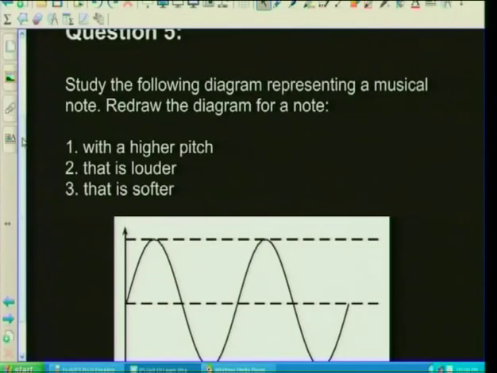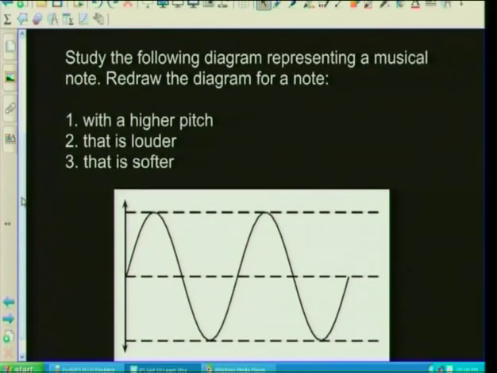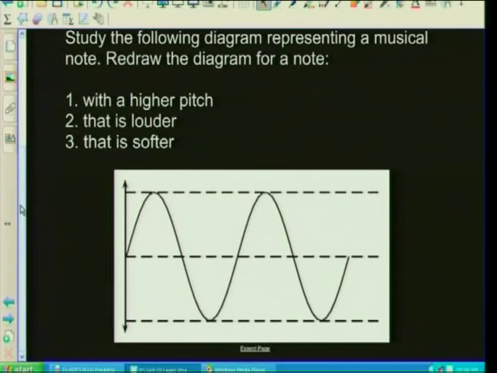So what we're going to do now is we're going to look at a couple of questions, and then we'll take a short break before we do calculations. Here we have a diagram. It says, study the following diagram which represents a musical note. Redraw the diagram for a note with a higher pitch, that is louder, that is softer. Now what I'm going to do is I'm going to actually draw it on my diagram, because then it's going to make it a bit easier.